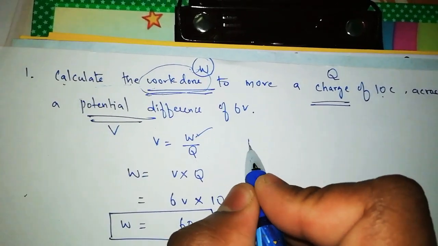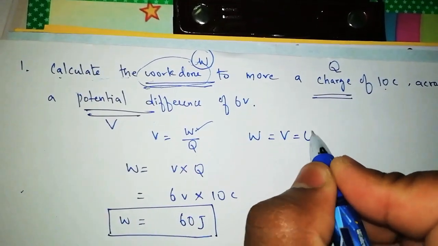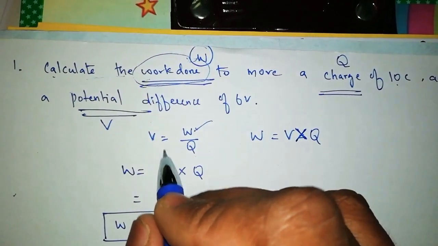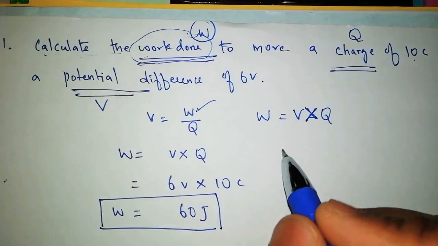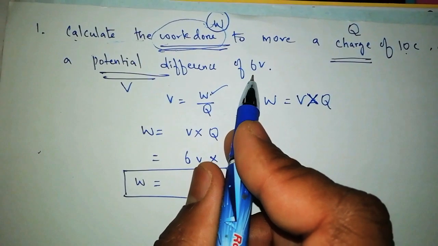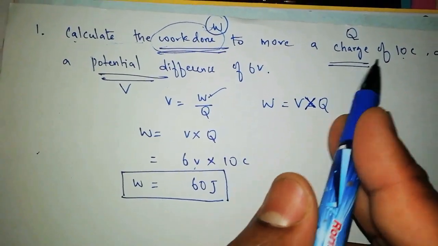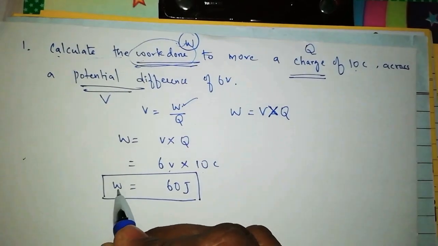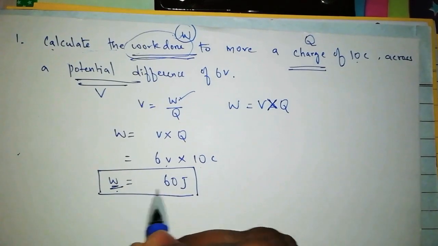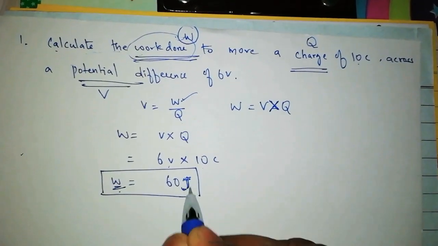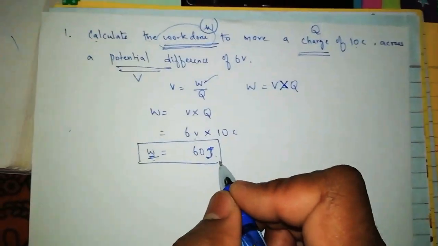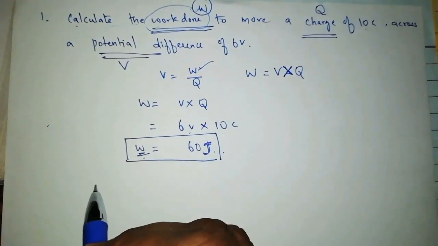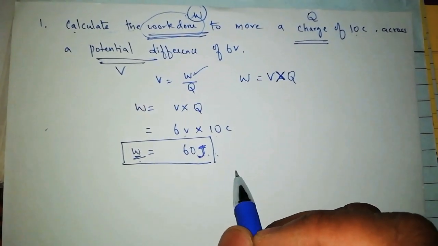Keeping W here and moving Q to that side, it becomes V into Q, right? The denominator goes to the other side and becomes a multiplication. Now what is V? 6 volt. What is Q? They have given 10 coulomb. Multiply this, and work done has the unit called joule. You have to write joule. If you are not writing the units, you are missing 1 mark. So you have to write the unit carefully, right students?